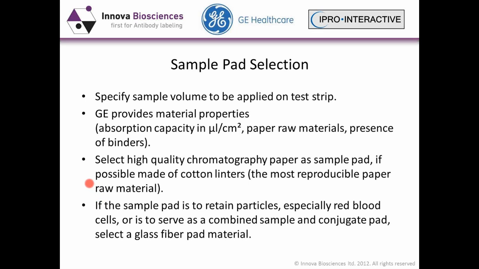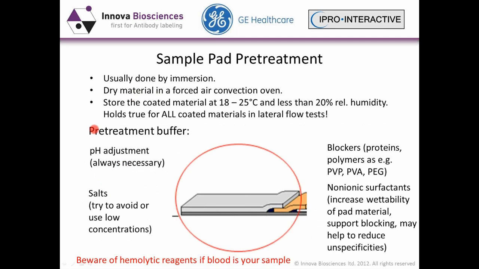If the sample pad is to retain particles, especially red blood cells, you might like to run with one pad that serves as both sample pad and conjugate pad. At that point, you are bound to glass fiber pad materials. So what you then do with the sample pad is pre-treat it with an appropriate buffer system. Usually you will do that by immersion, so you soak the sample pad and dry it.